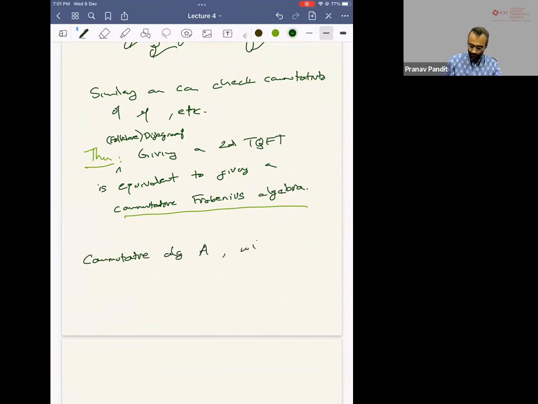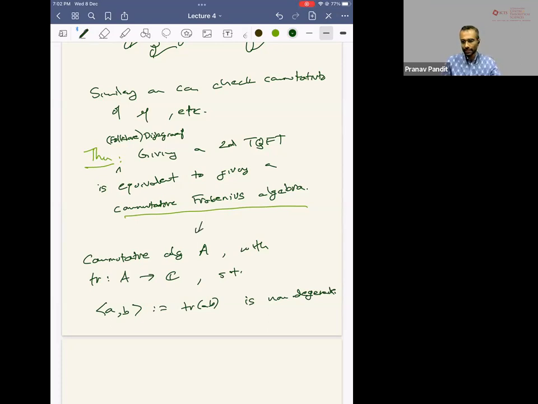With a trace, A to C, such that this inner product, which is defined to be trace of AB, is non-degenerate. That's the definition. So we have a complete classification of 2D TQFTs.